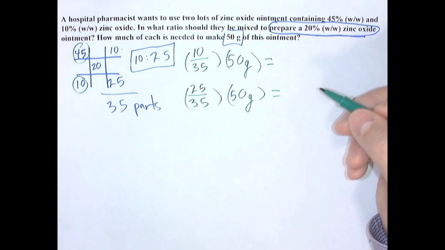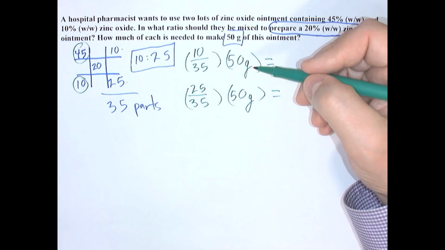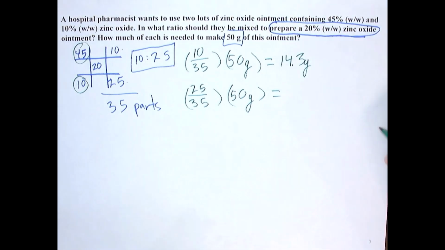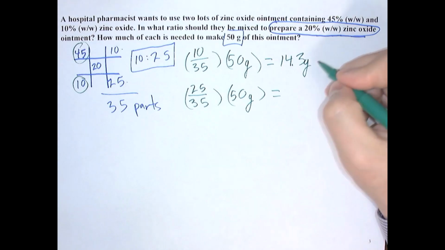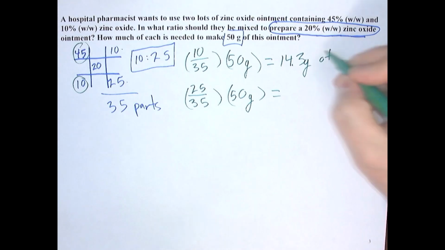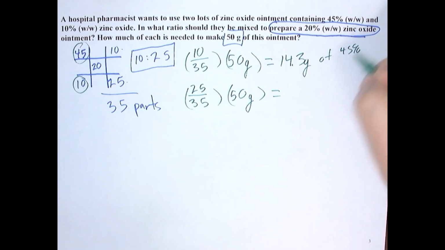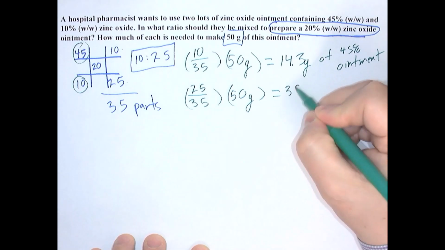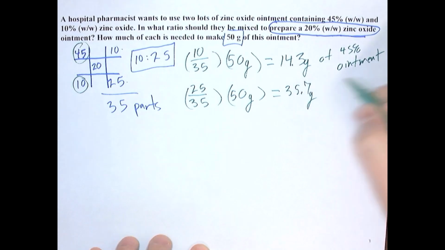Okay, so 10 over 35 times 50, we're going to just round this to the tenths place. We should get 14.3 grams. And of course, that's 14.3 grams of the 45% ointment. Just want to make this very clear. And then 25 over 35 times the 50, we're going to get 35.7 grams. And of course, that's of the 10% ointment. So we're going to need 35.7 grams of the 10% ointment.